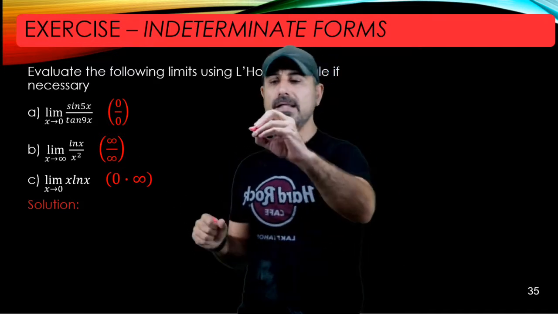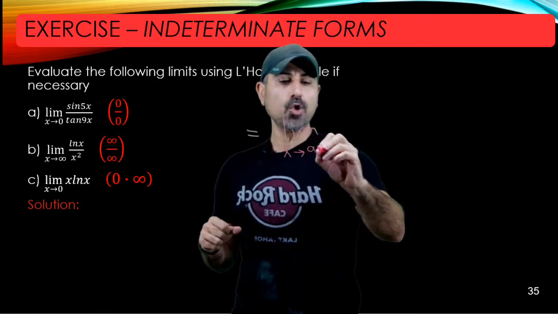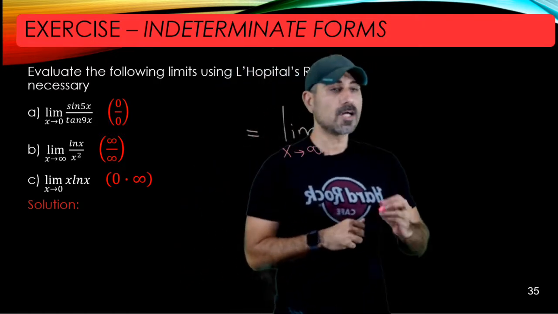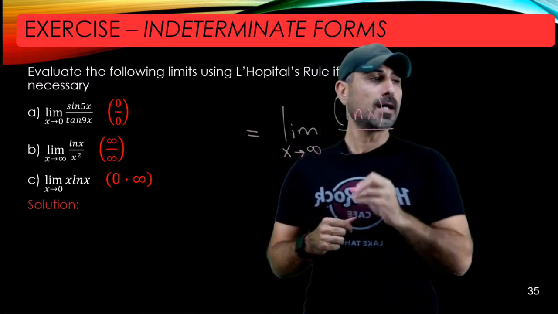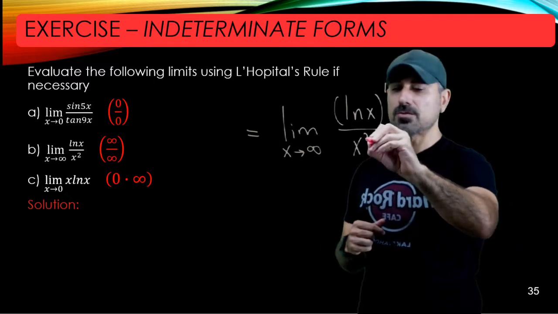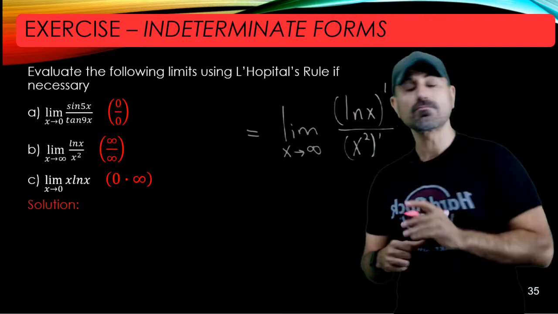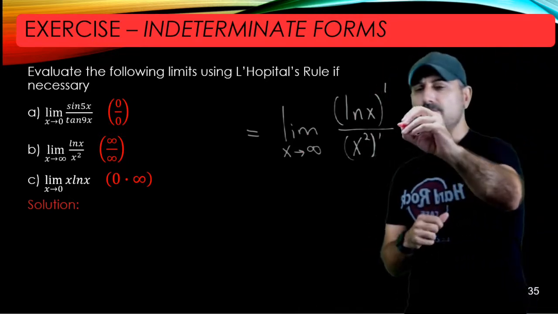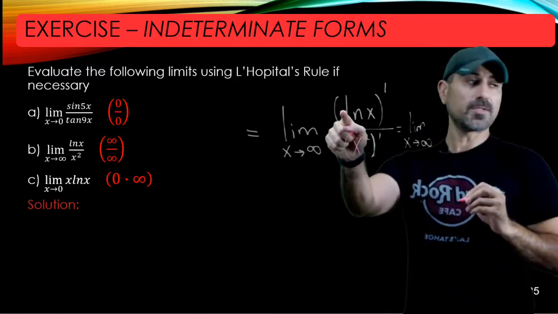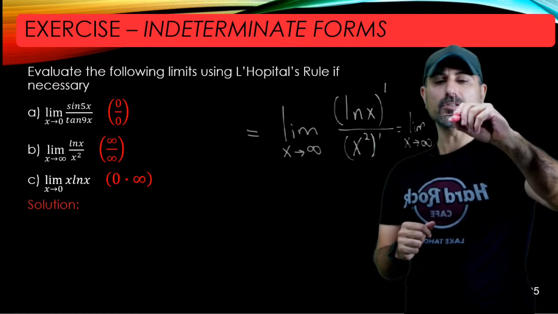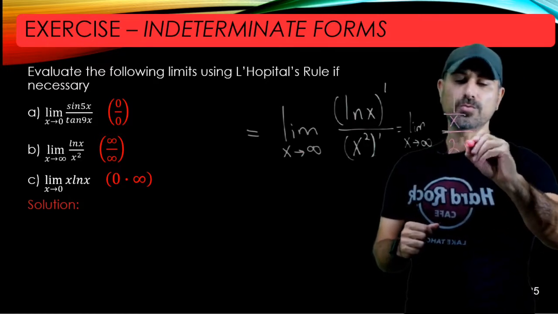So why don't we go ahead and apply the L'Hopital's rule, saying that this limit is equivalent to the derivative of the top. So let me just write it clearly. So ln x prime divided by the derivative of the bottom. That's also x squared prime. All right, x squared prime. And we know how to take the derivatives of these functions. Okay, so this one has the derivative 1 over x. Okay, and the other one has the derivative 2x.